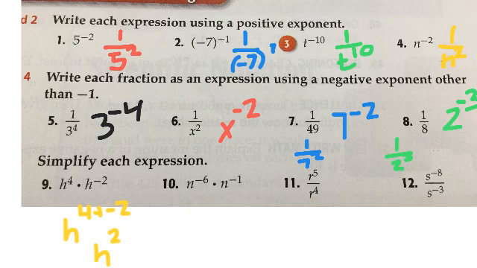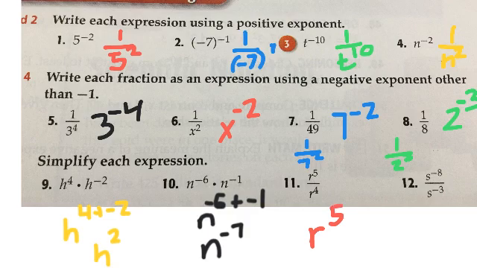The next one, we're multiplying, so we should add. So this is negative 6 plus negative 1. That is negative 7. The next one, we're dividing, so we keep the base the same and we subtract the exponents. It's always the numerator minus the denominator. So that would give me r to the 1st power.